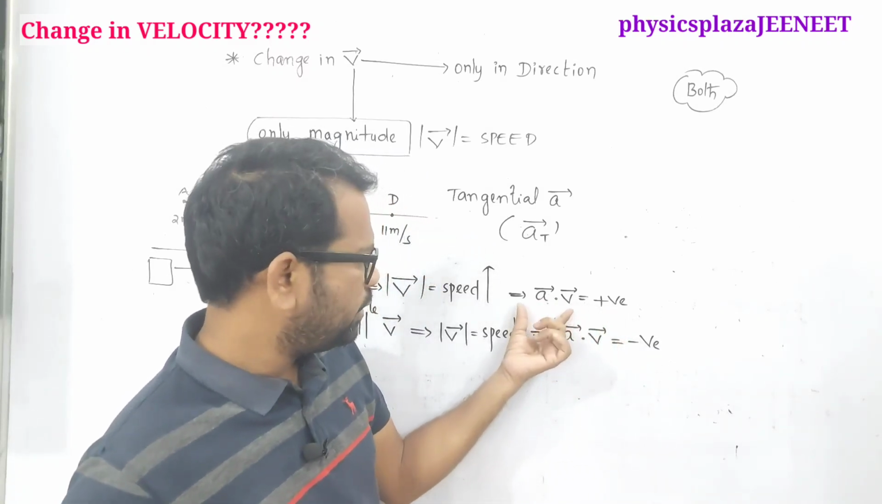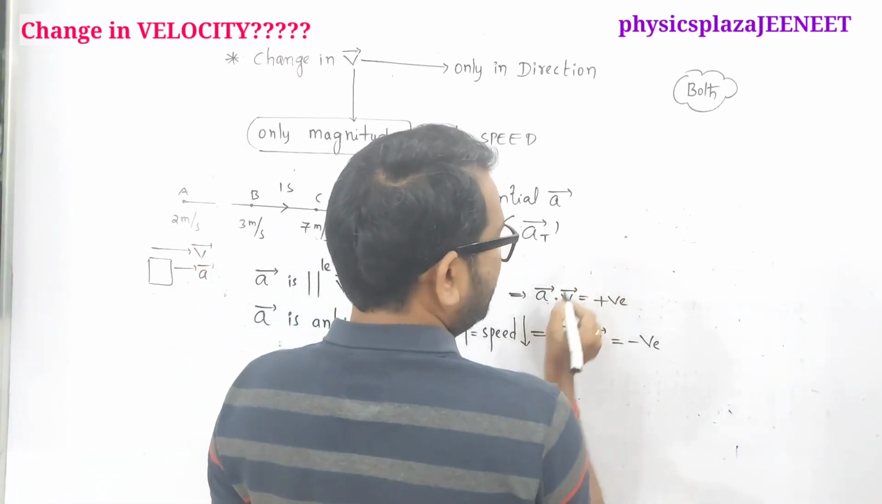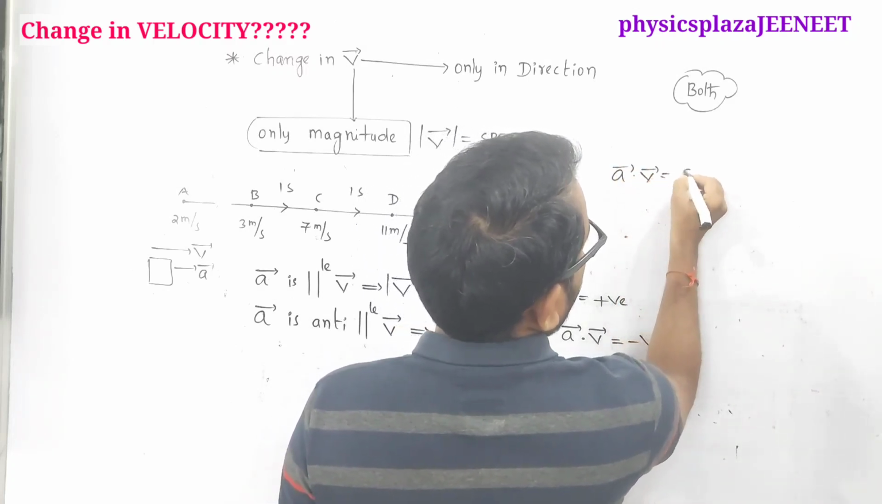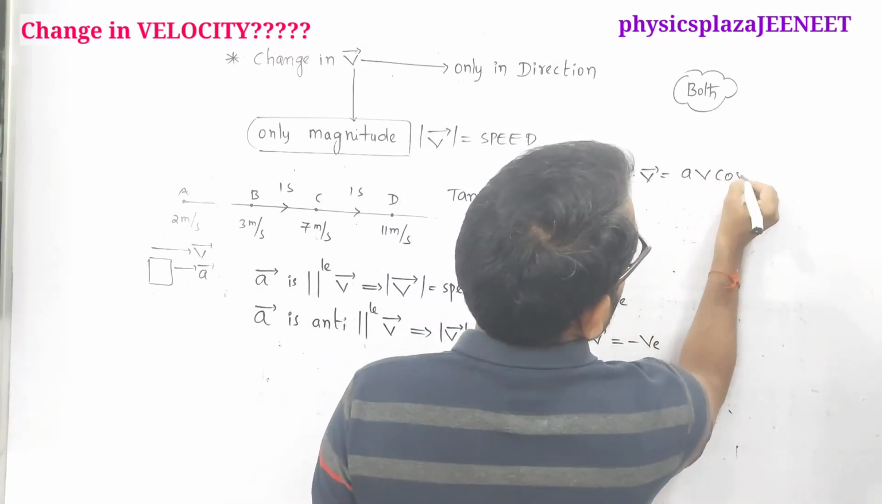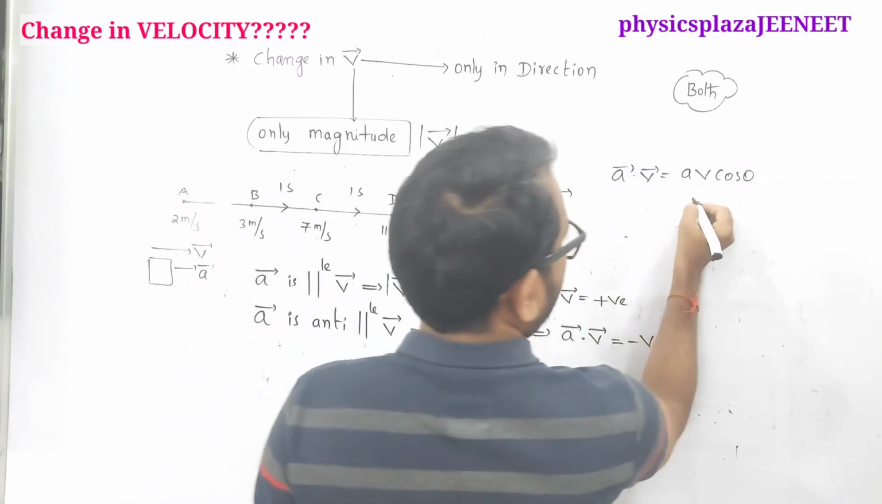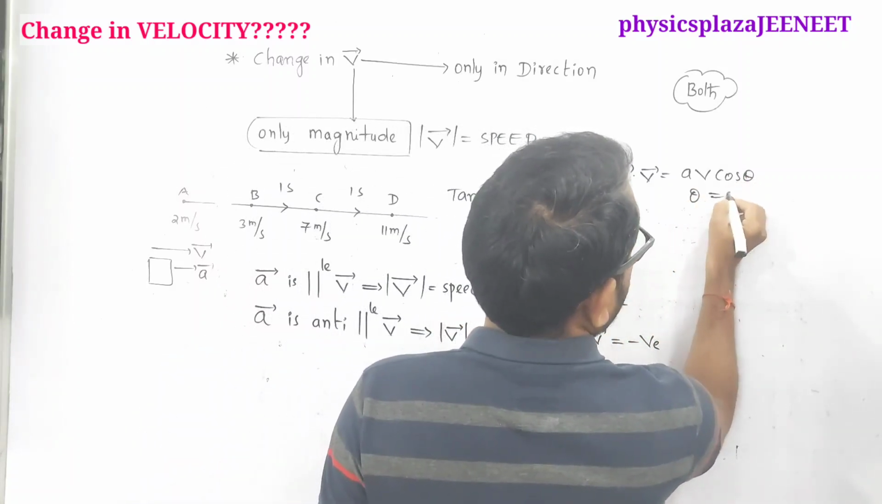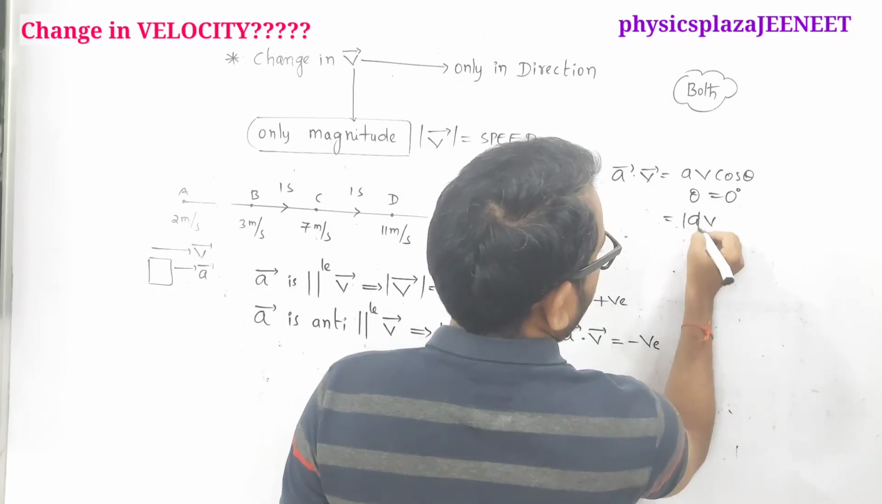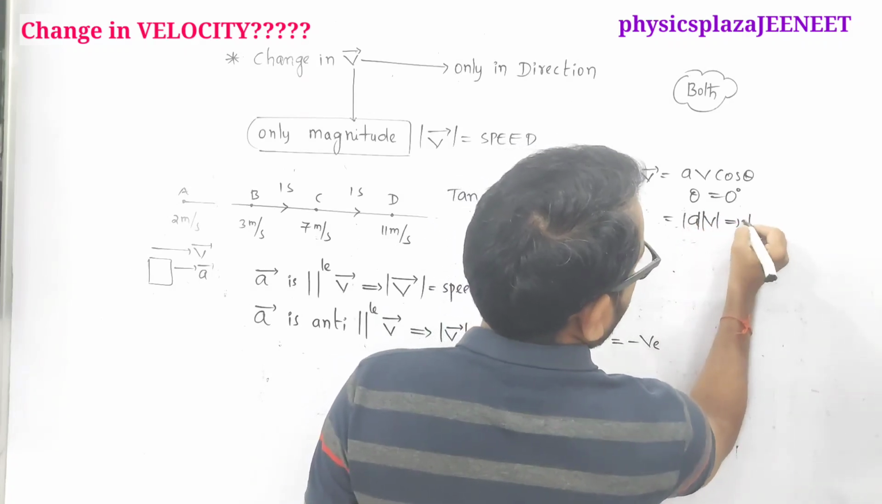You may get one doubt, sir: a·v is positive, how will you get that? Look at here. Let us recall the dot product. A dot V can be written as AV cos theta. When both are parallel, theta is equal to 0 degrees, so it will be AV only. Simply it is the magnitude of A times the magnitude of V. So it is positive only, right? Yes.